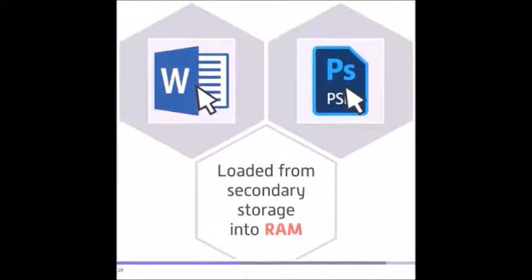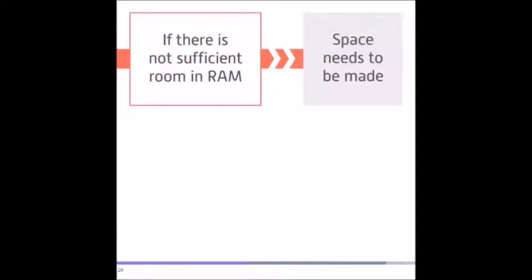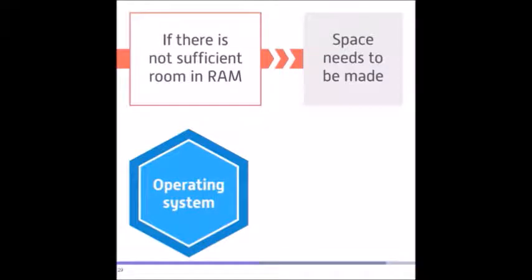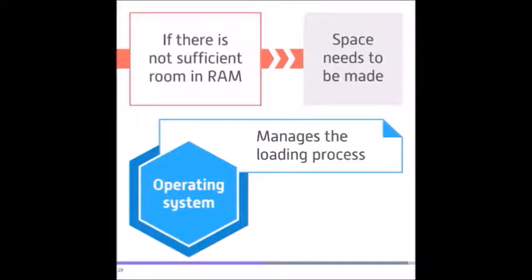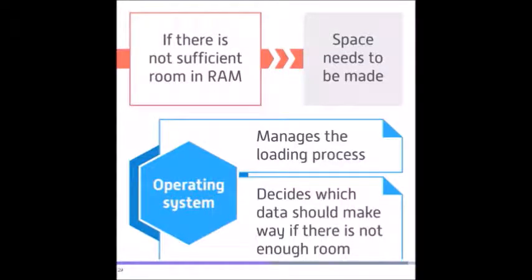When a program or a file is opened, it is loaded from secondary storage into RAM. If there's not sufficient room in RAM, space needs to be made for the incoming program or file. It's the job of the operating system to manage the loading process and also to decide which data should make way if there's not enough room.